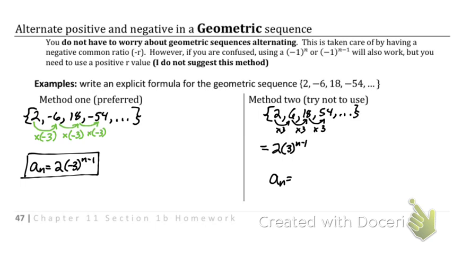I need my first term to be positive. So I'm going to use negative 1. First term is positive. If I plugged in just n, and I plug a 1 in there, negative 1 to the first would give me negative. That's not what I want, so we'll either go plus or minus 1. And then we go 2. Maybe I should put those in brackets. That's too many parentheses. 2 times the 3 to the n minus 1.